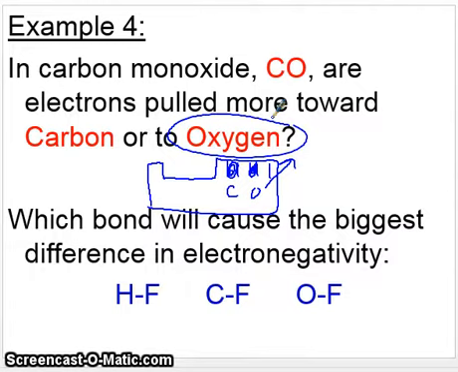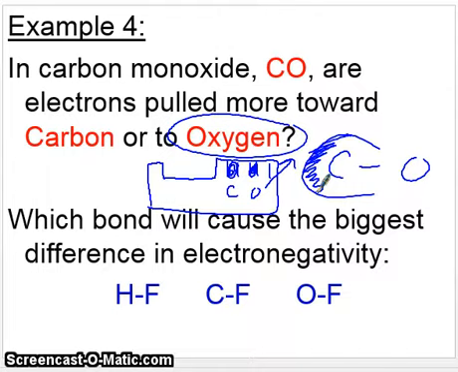And that's how you decide. Again, if carbon and oxygen are bonding, the electrons are going to be pulled more toward carbon. Or, I'm sorry, more toward oxygen. I misdrew that. Let's try again. As they're bonding, the electrons are pulled more toward oxygen, this way.